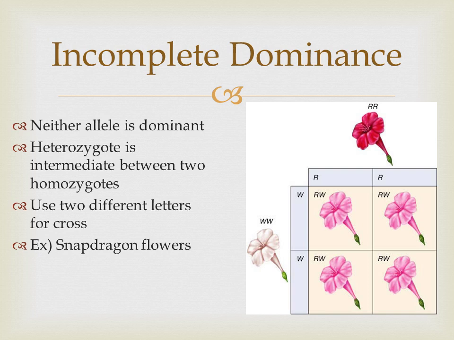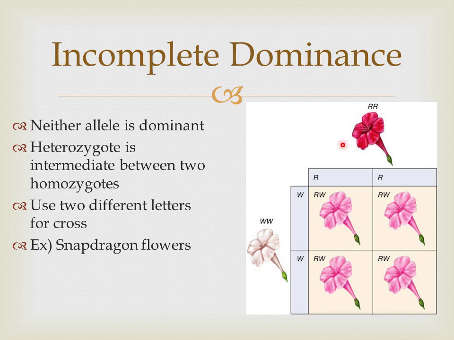Another example of a different kind of dominance that's not complete dominance is incomplete dominance. And instead of showing both of the homozygotes in the heterozygote, this one, again, neither allele is dominant, but the heterozygote is an intermediate between the two homozygotes. So it's like halfway in between. Again, you're going to use two different letters in the cross. And here's an example over here.